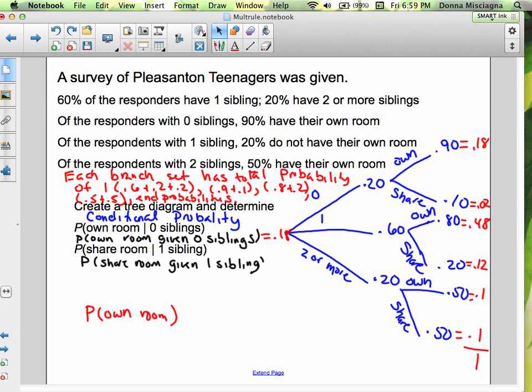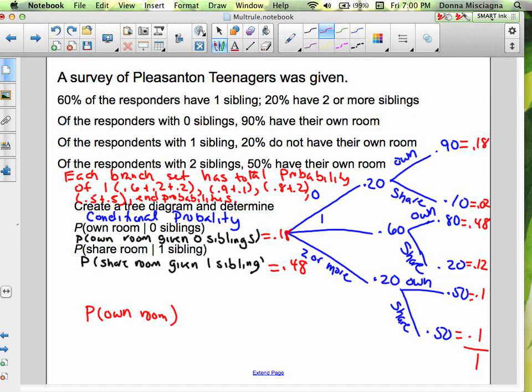Across the branch that has own room, right? So I have to multiply 0.6 times 0.8, so that would be 0.48. That's that probability there, right? So you go down, you go across the branch, and the given tells you where to start, which of the two options to start at, and then the first part, the own room, tells you the second part of the branch to go down. Okay? So we want to know the probability you have your own room.